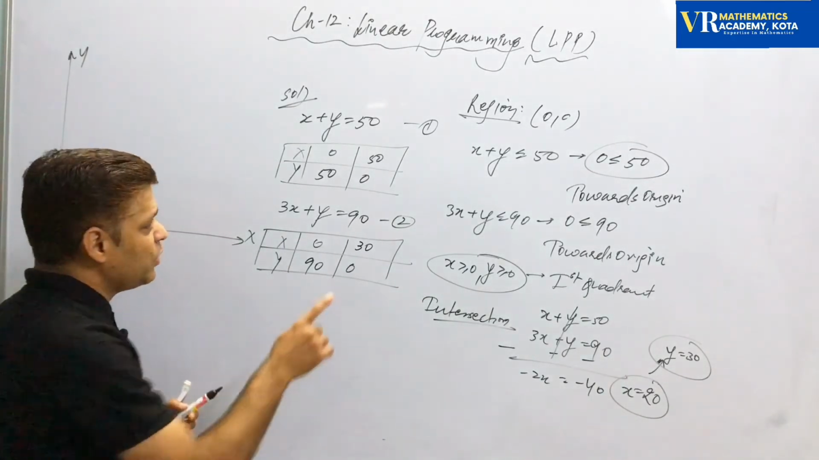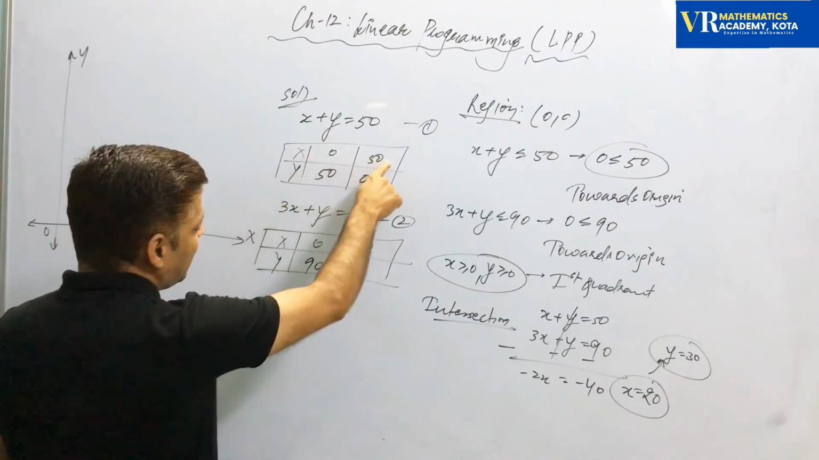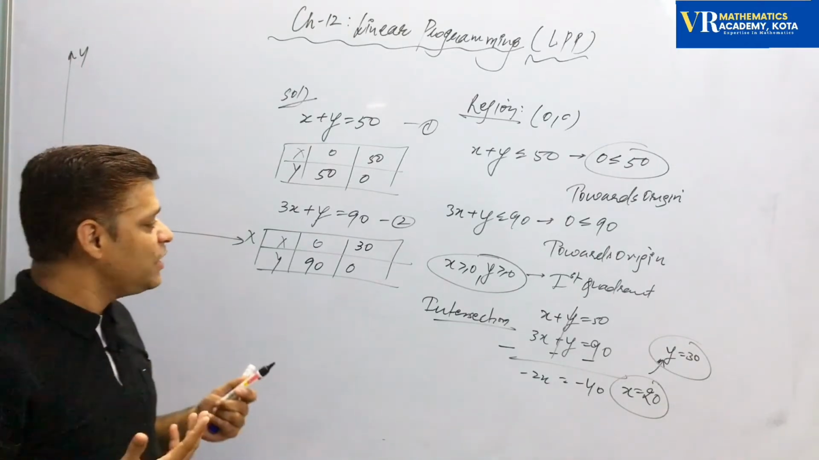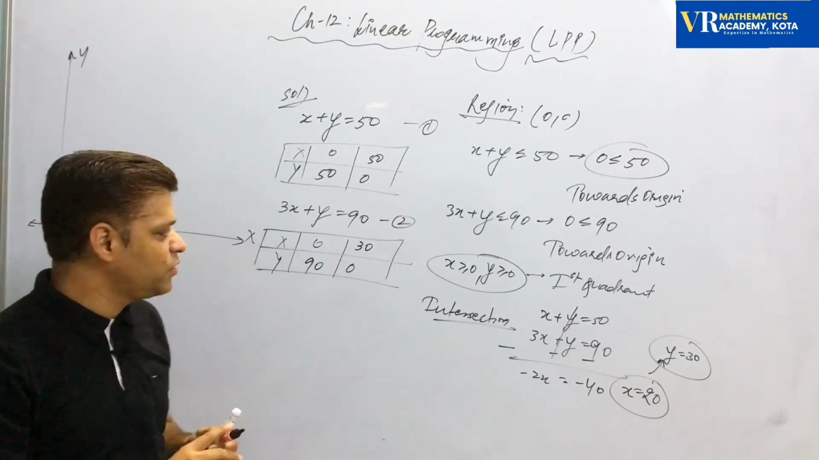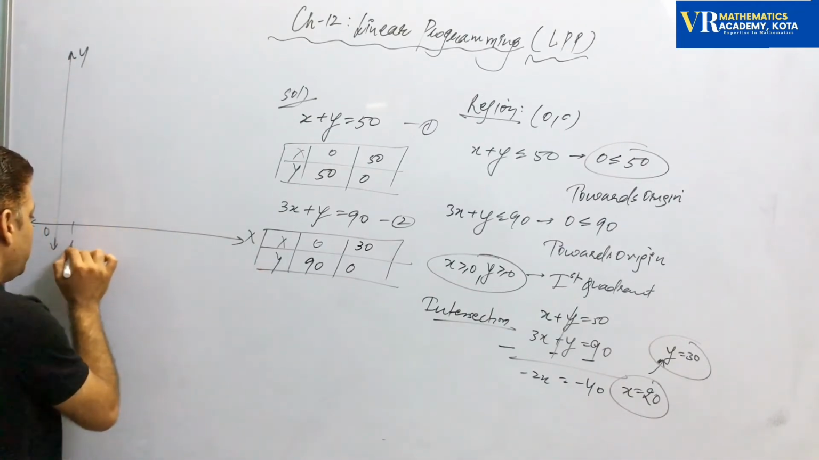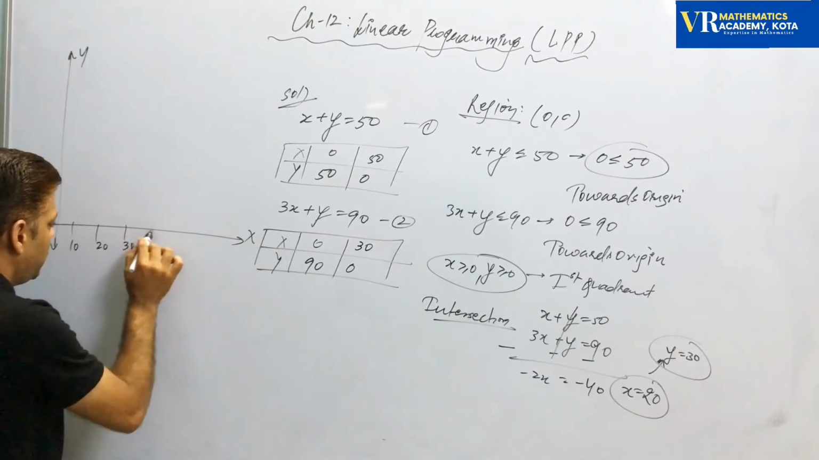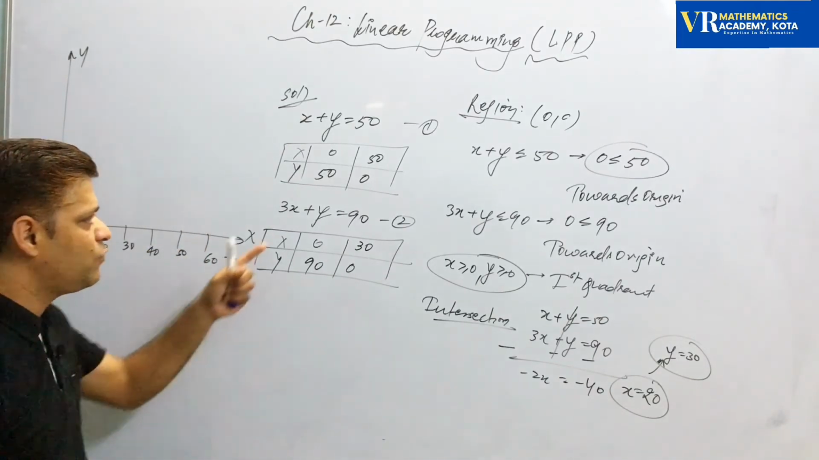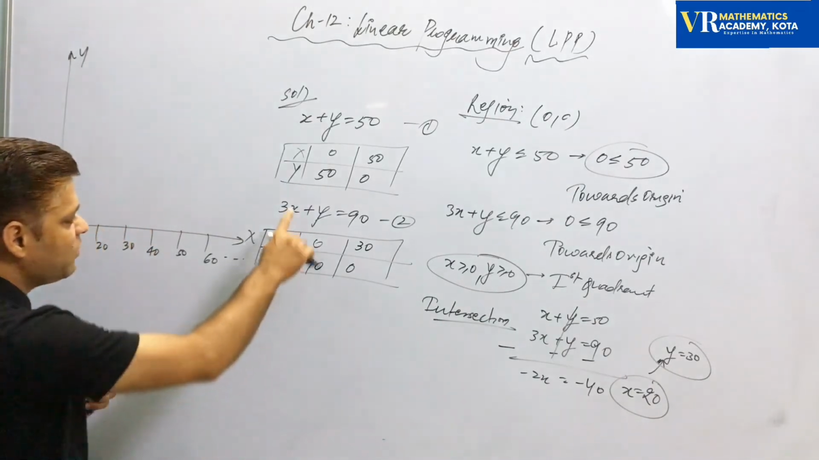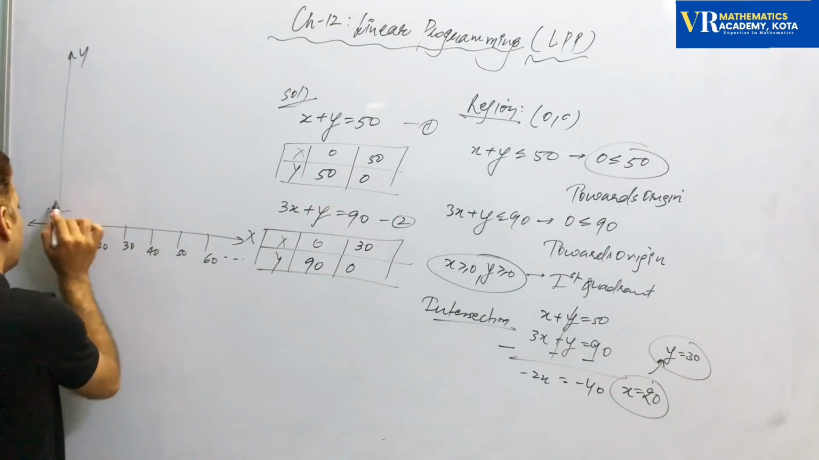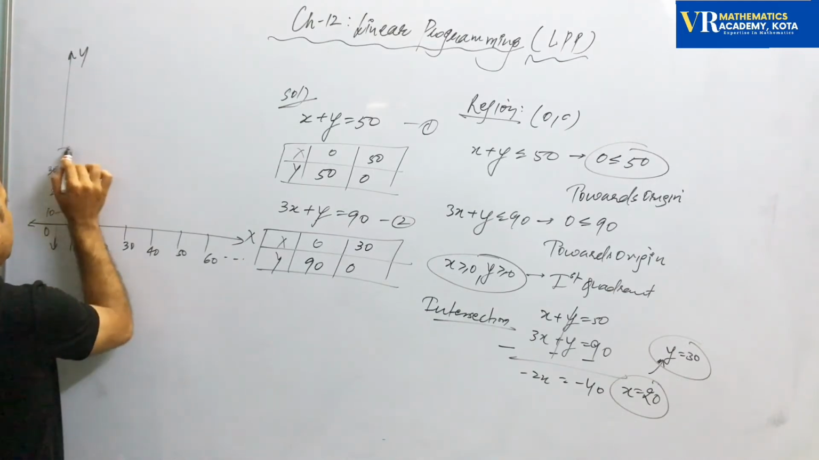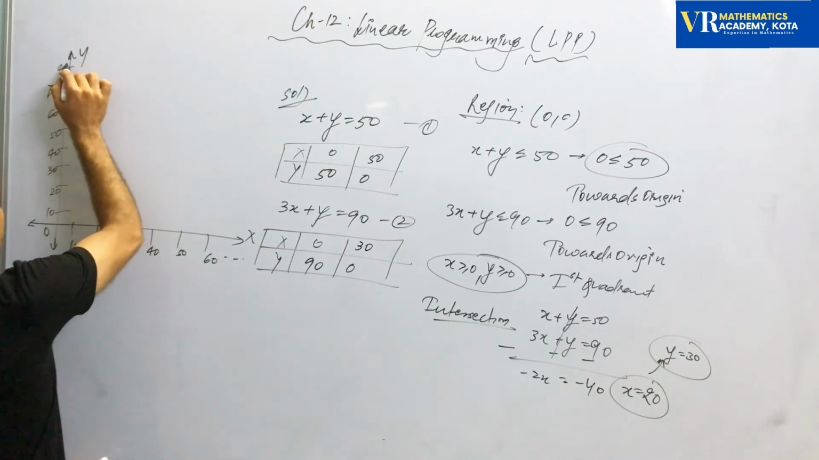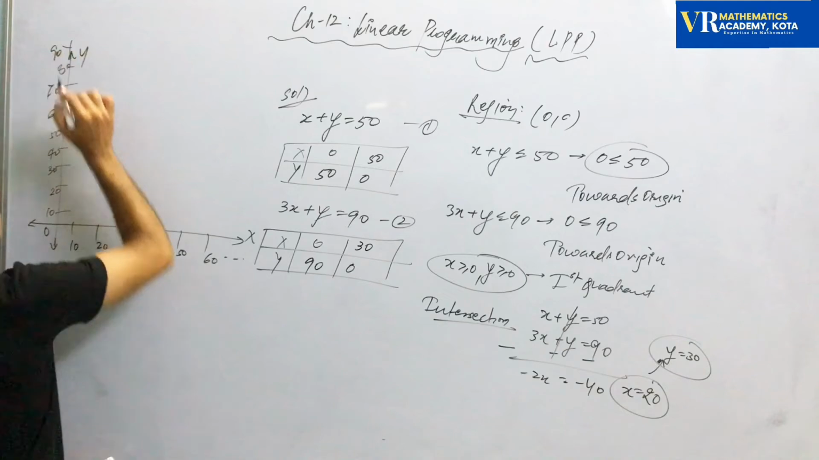Before drawing the graph, you can see that in the first table x is maximum 50, and in the second table x is 30. So we will take 10 units equal to 1 centimeter or 1 box. Here we can mark the points 10, 20, 30, 40, 50, 60 and so on, because on the x-axis we have to go to a maximum of 50. On the y-axis, you can see it goes up to 90, so we can mark 10, 20, 30, 40, 50, 60, 70, 80 and 90.